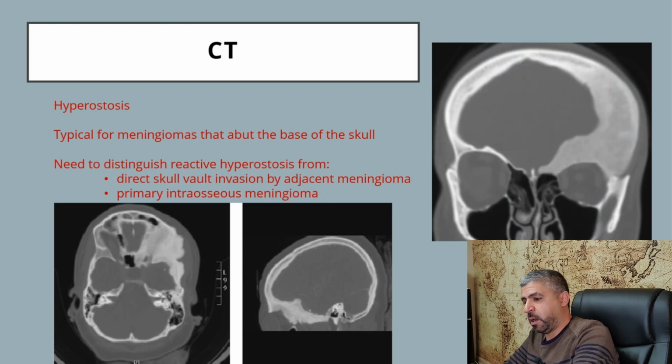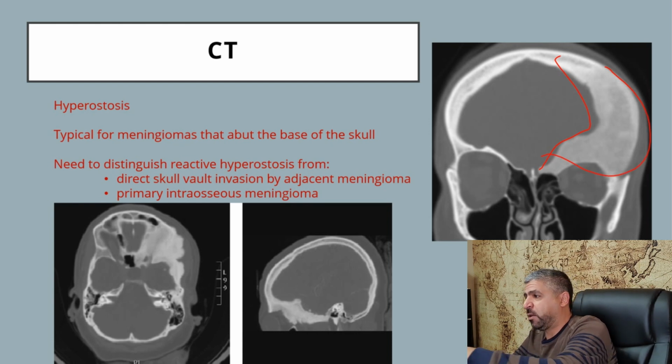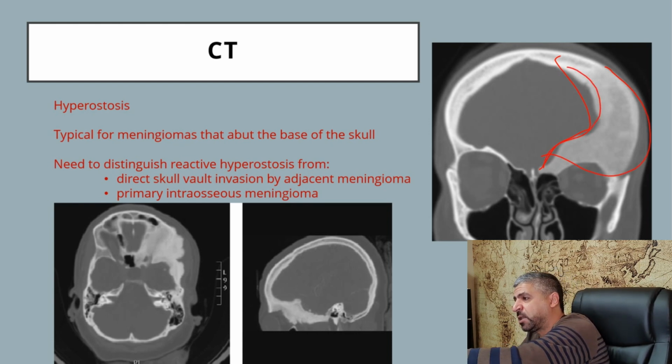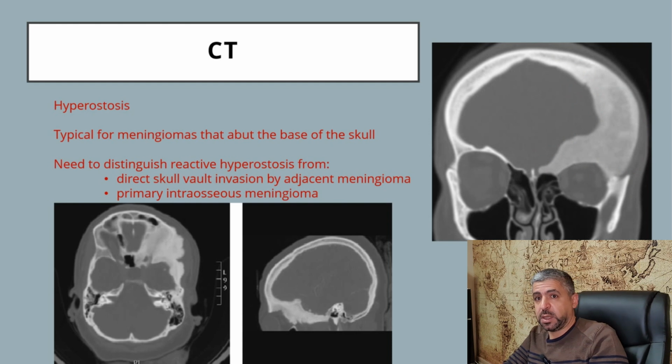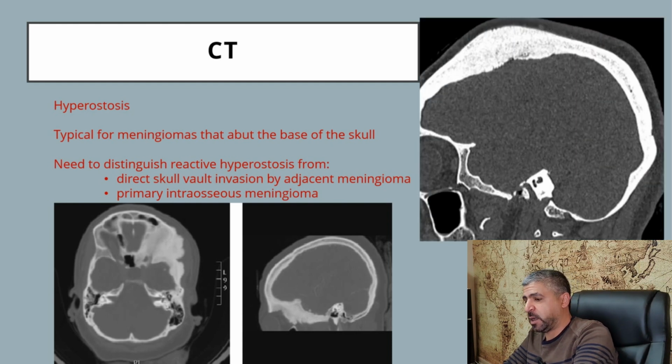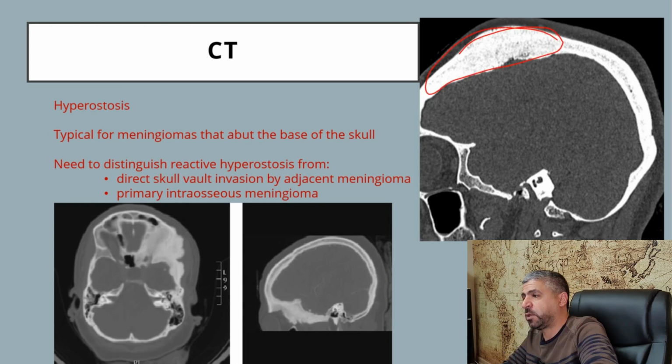Another example, here you might think it's some sort of fibrous dysplasia, but it was a primary intraosseous meningioma due to the presence of hyperostosis, and this is very difficult to distinguish. You need a lot of imaging to say that. Another example of primary intraosseous meningioma, you can see this big hyperostosis in the bone.